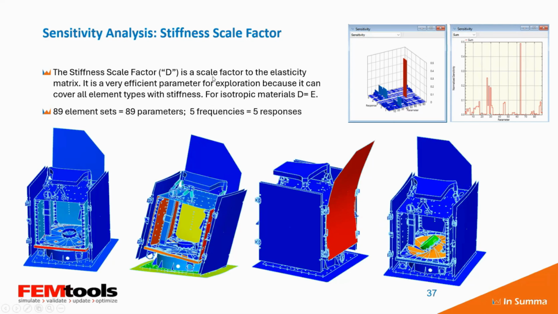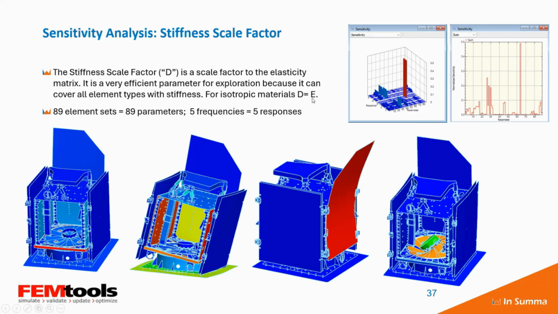The stiffness scale factor is a scale factor applied to the elasticity matrix of an element. So this is a very efficient parameter for exploration because it can be used with every element type. It can be used with beams, springs, plates, and solids. It also works with isotropic and non-isotropic materials, like the composite materials we have in this structure. For isotropic materials, for example, the scale factor, for which we use the label D, is equal to the elastic modulus.